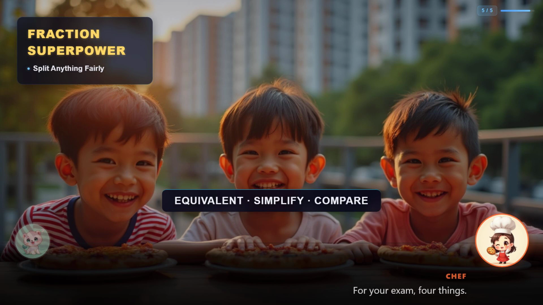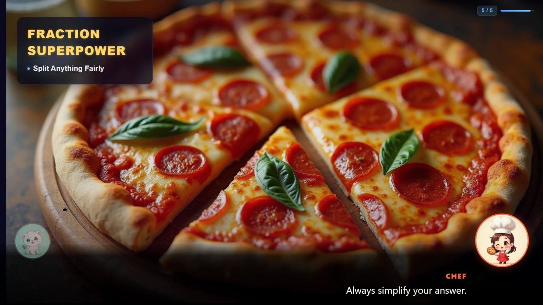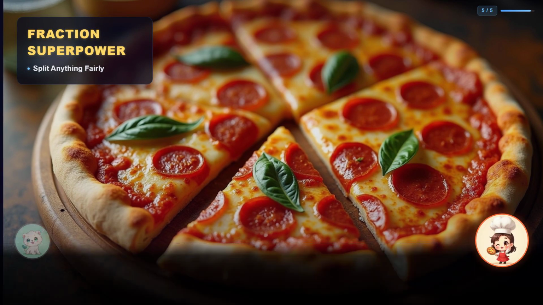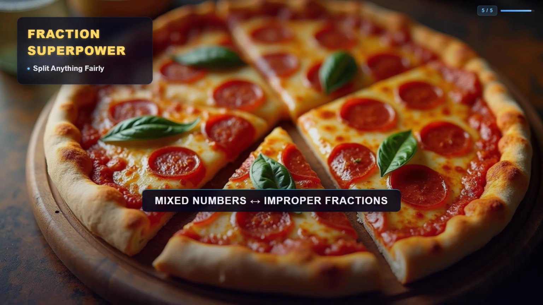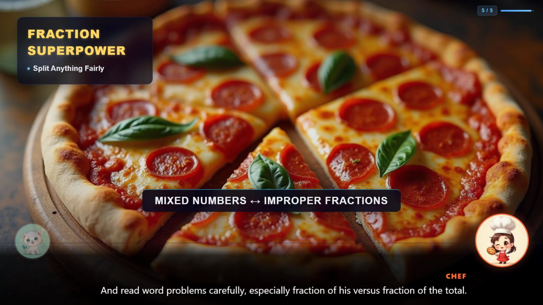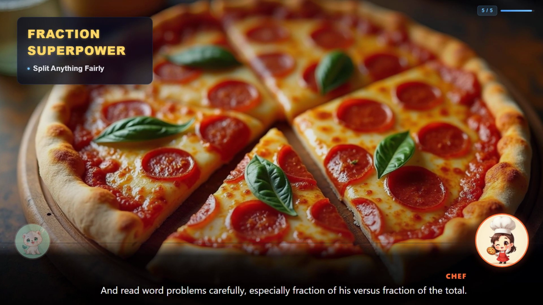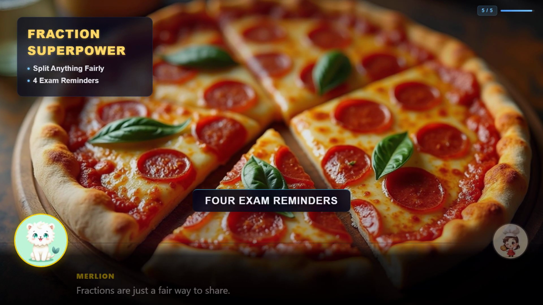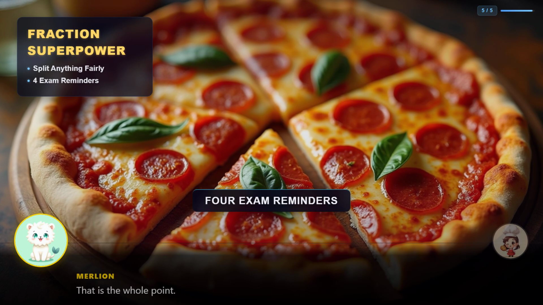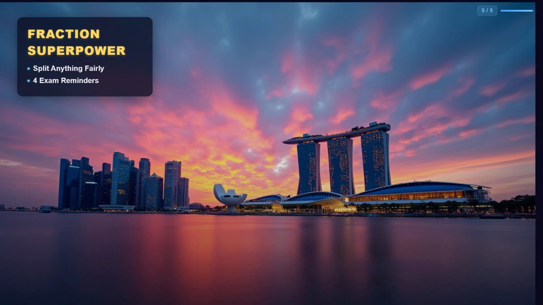For your exam, 4 things. Never add denominators. Always simplify your answer. Convert mixed numbers to improper fractions before operating. And read word problems carefully, especially fraction of his, versus fraction of the total. Fractions are just a fair way to share. That is the whole point. Now you have the tools to prove it on paper.